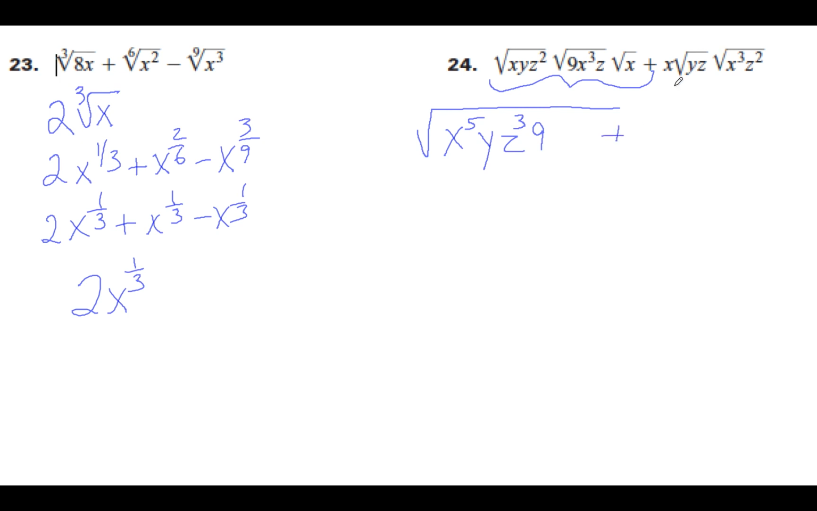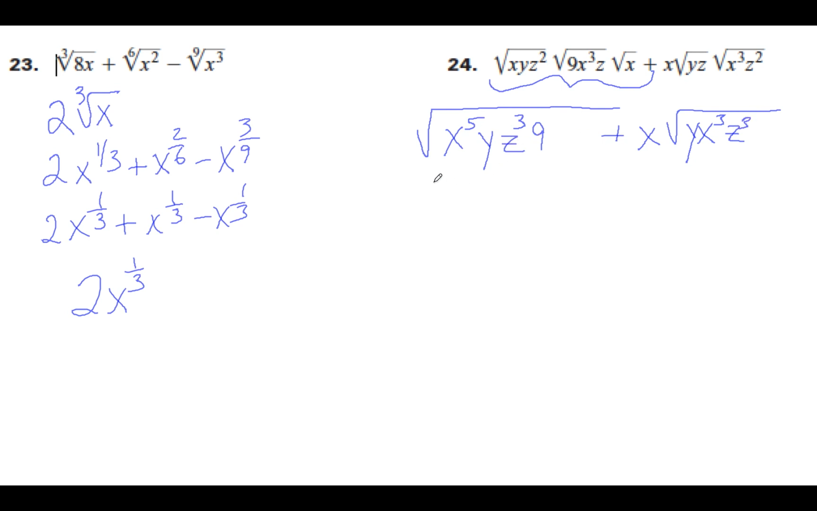Plus, okay, we'll multiply these guys together too. Now this x stays out here because you can only multiply what's inside. So there's only one y, 3 x's, z to the 3rd power.